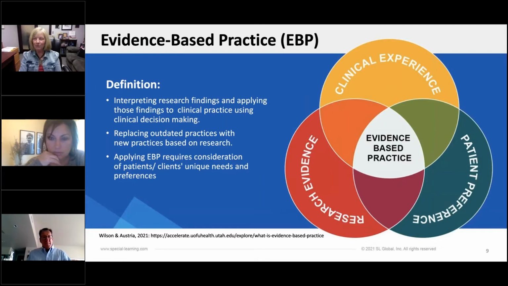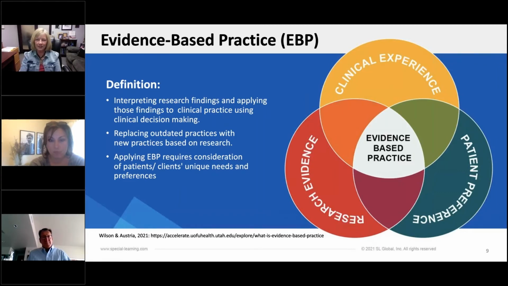And luckily, a lot of people were feeling the same. And so there's been a lot of work over the last 20 years to really better define what evidence-based practice is. So the first step is just being able to interpret research findings and applying those findings to a clinical practice. But that's not all of it. It really requires clinical decision-making. And that clinical decision-making is based on the clinician's experience and also the patient's or the parent's preferences. And all that comes together to form evidence-based practice.